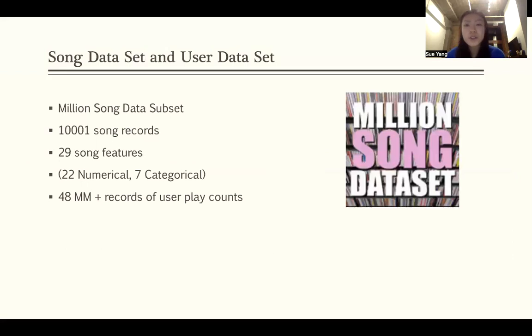First, I want to introduce where we get our data sets. So we have two major data sets. One is a million sound data subset that contains 10,001 sound records. This dataset contains 29 sound features. 7 of them are categorical and 22 are numerical. We did some analysis and exploration on those features.